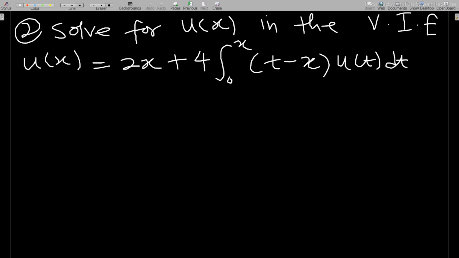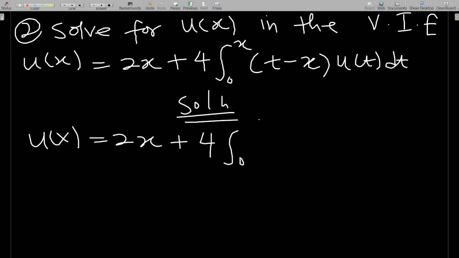Okay, so let's go through the second one, and then probably we'll be done for this lesson. With the second one, I'll just move fast because I believe you've gotten the idea about differentiation under the integral sign. To solve this, first of all, like I said, you differentiate through everything. You have u of x equals 2x, and I'll be differentiating them straight away, plus the integral of u of t dt.